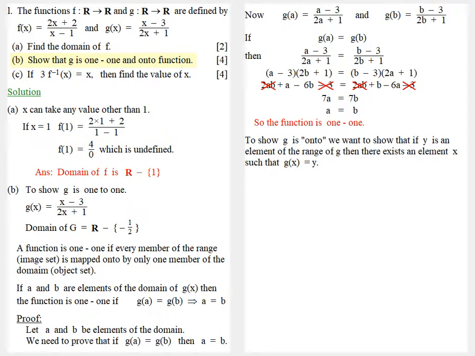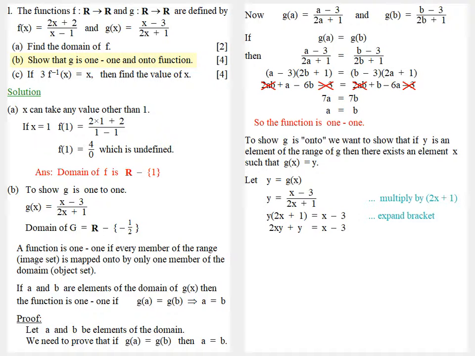Now, to show g is onto, we want to show that if y is an element of the range of g, then there exists an element x such that g of x equals y. So, let y equal g of x. Then y is equal to x minus 3 over 2x plus 1. If we multiply both sides by 2x plus 1, we get y into 2x plus 1 equals x minus 3, and if we expand the brackets, 2xy plus y equals x minus 3.